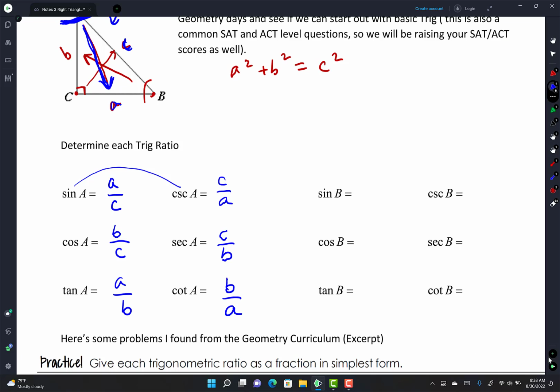How do you feel? ¿Cómo te sientes? Bien. Or am I saying, how do you sit? ¿Cómo te sientes? Okay, I'll stop.